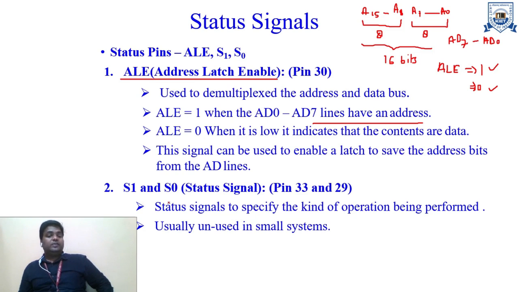Now we have S1 and S0. S1 and S0 are used to identify which operation the microprocessor wants to perform, or we can say which operation the instruction tells the microprocessor to perform, that is the read or the write processing. If we want to identify whether a read operation or a write operation is performed, for that purpose we generally use these two pins, that is S1 and S0.